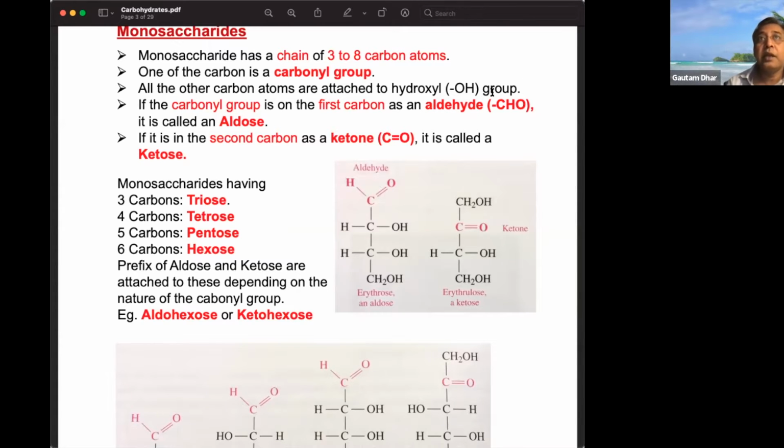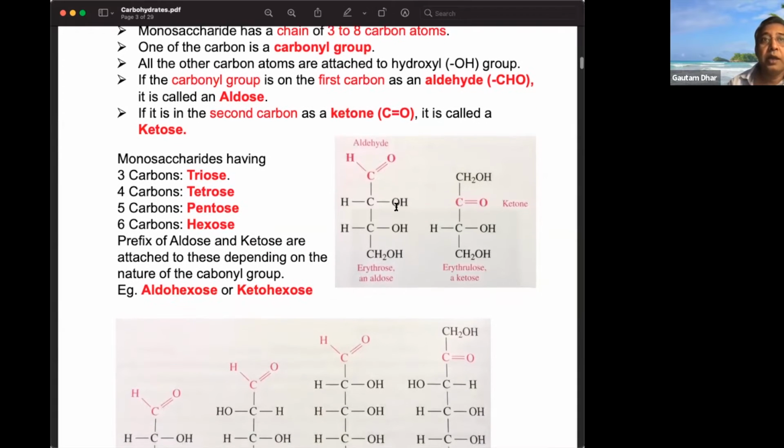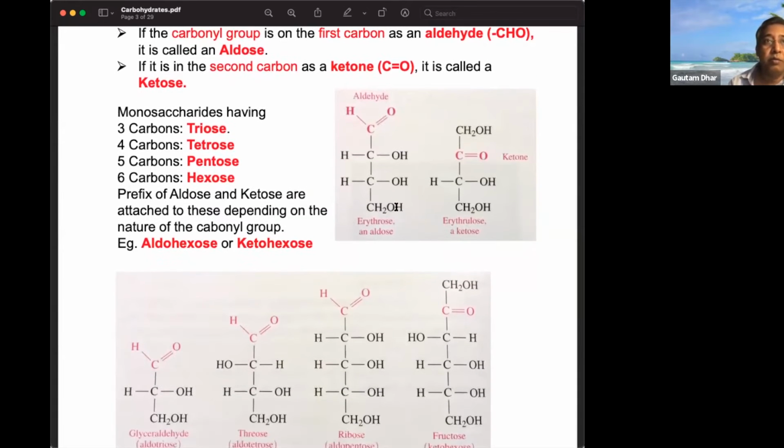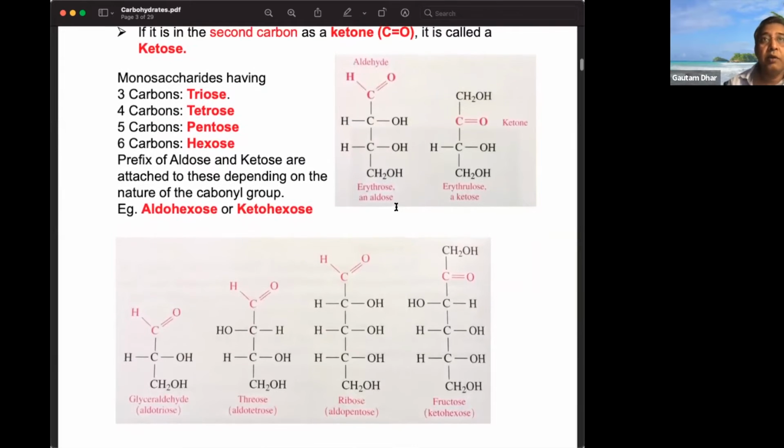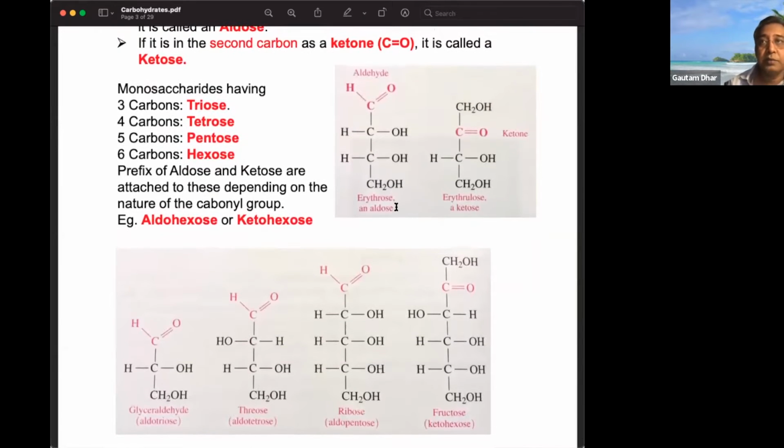Aldehydes have reducing power because of the aldehyde group. That's why they can reduce the Tollens reagent to give the silver mirror. So we call them reducing sugars if they contain an aldehyde group, or if they contain a ketone group, we say a non-reducing sugar. So there are two classes of sugars.